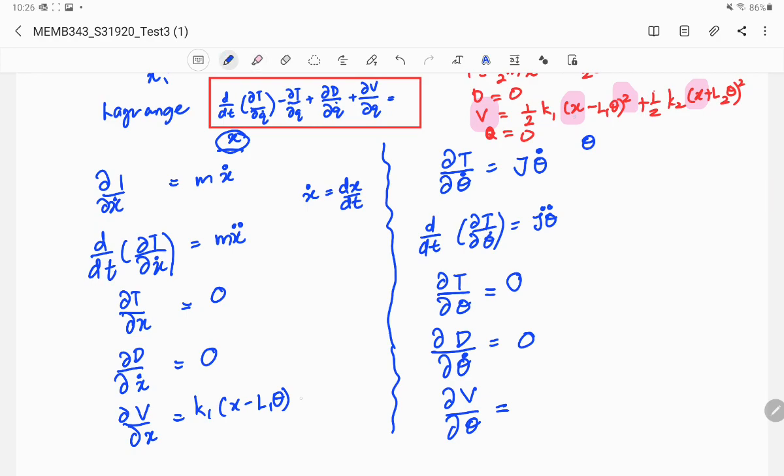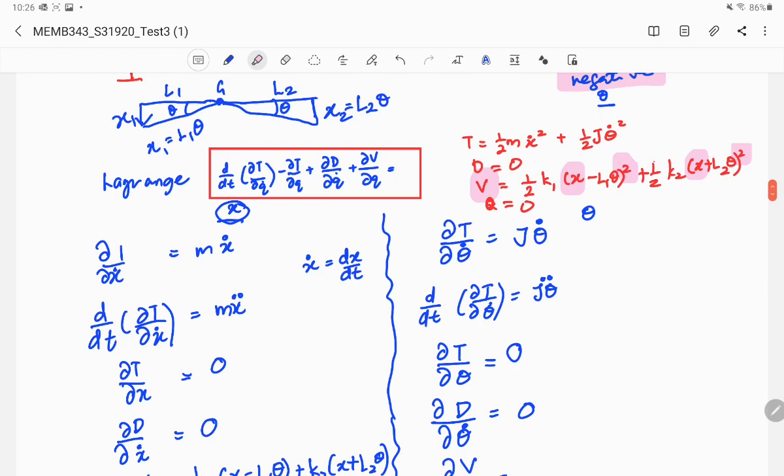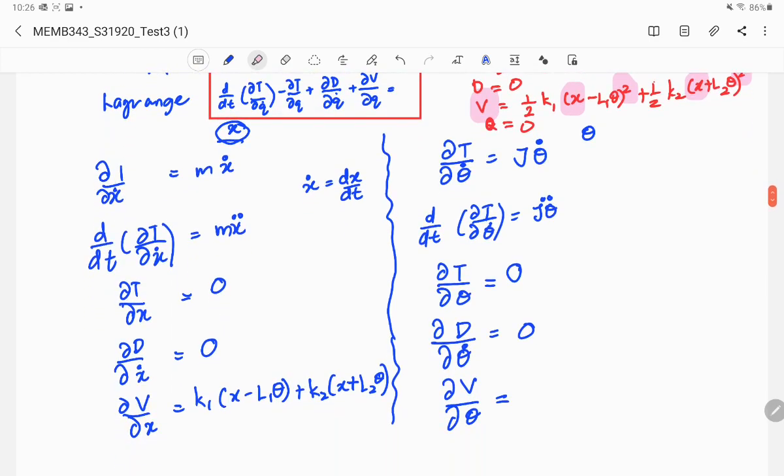Then you go for another term, which is your K2. Same thing, the 2 times half, you get 1. So k2 (x plus L2 theta). The power of 2 will become 1, and differentiating x gives 1, so you don't have to do anything. It's just that whole expression.